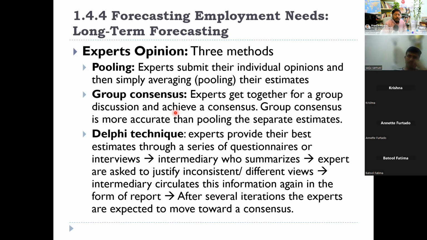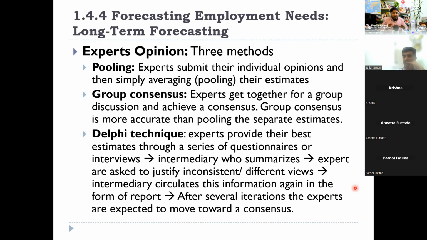Now we move on to the Delphi technique. In addition to the pooling and group consensus methods, the investment bank, let's say Firm A, employs the Delphi technique to refine its workforce forecasting process. Experts are engaged in a series of structured questionnaires or interviews. You can send a structured questionnaire through email individually to everyone concerned, or you can discuss with them privately, one to one.